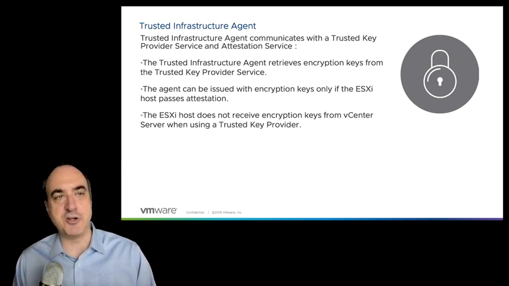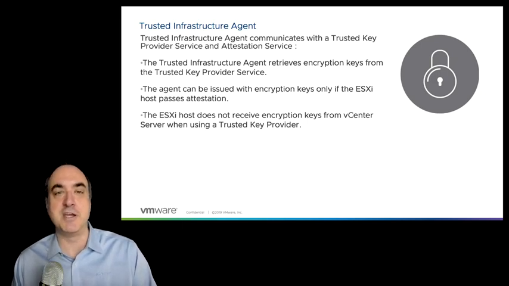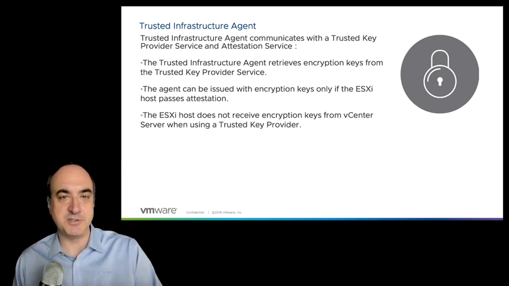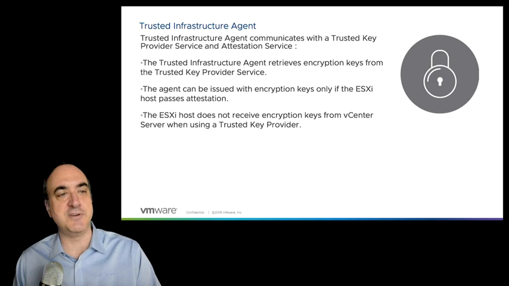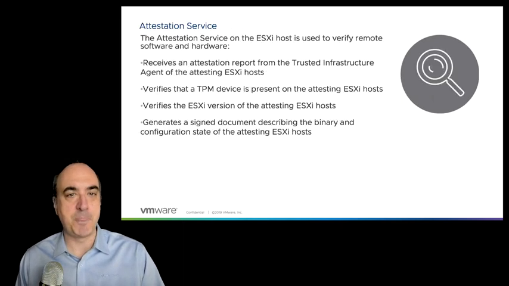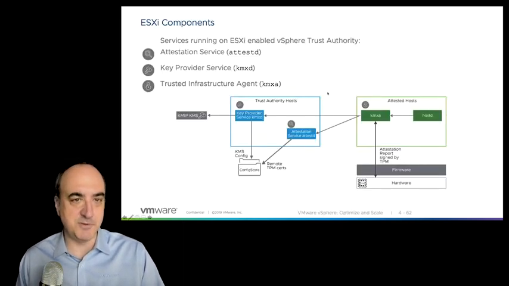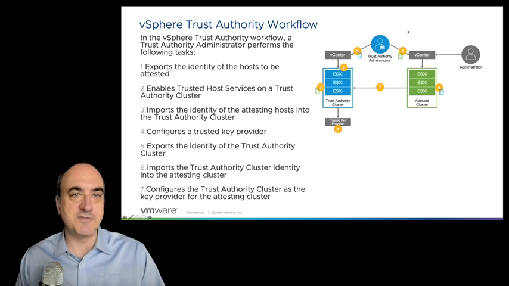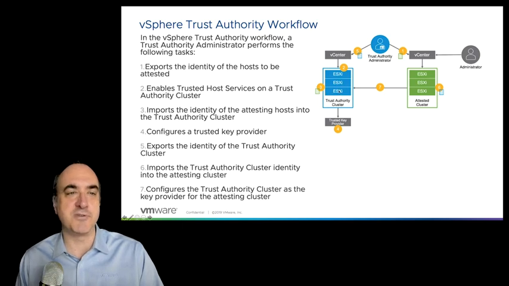So that trusted infrastructure agent retrieves the encryption keys from the KMXD, right? It'll only receive those keys to encrypt the VMs provided the host was able to have a successful attestation report. The agent can be issued with encryption keys only if that host passes that attestation, and the host does not receive encryption keys when using a trusted key provider, right? So that means, back on our picture here, there's no way for the host to receive, not that picture, this one, right? Our vCenter server, if there's a KMS on this vCenter server, these hosts will not get keys from that vCenter. These hosts will only get keys through the ESX servers that are part of the Trust Authority cluster.